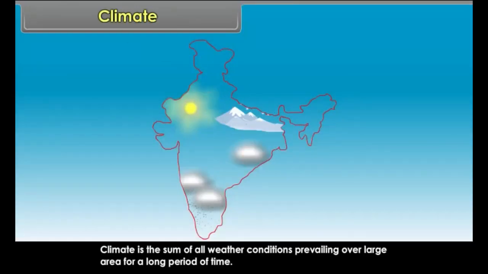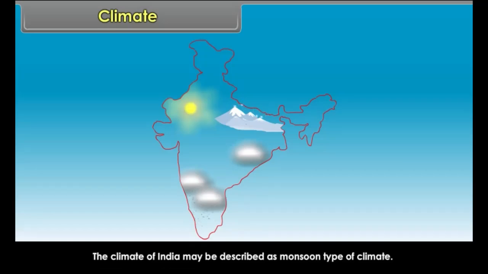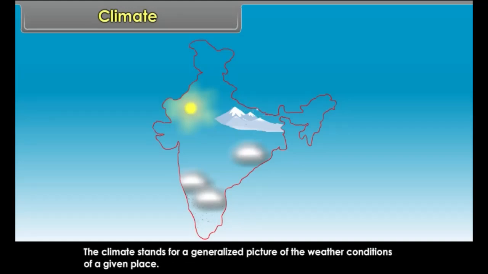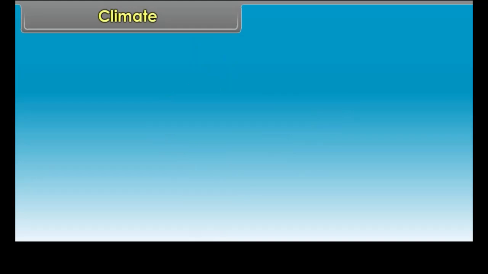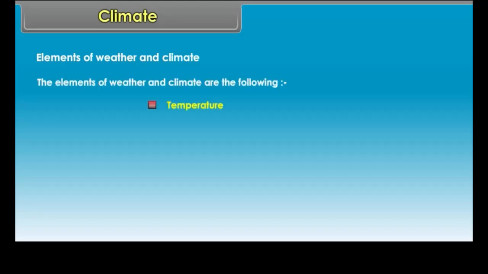Climate. Climate is the sum of all weather conditions prevailing over large area for a long period of time. The climate of India may be described as monsoon type of climate. The climate stands for a generalized picture of the weather conditions of a given place. Hence, the elements of weather and climate are the same. Elements of weather and climate. The elements of weather and climate are the following: temperature, pressure, wind direction and humidity.